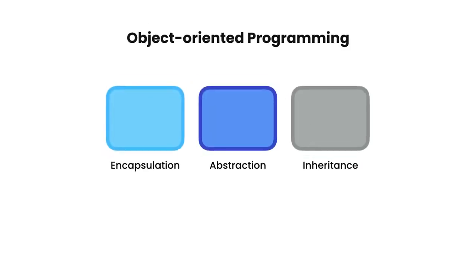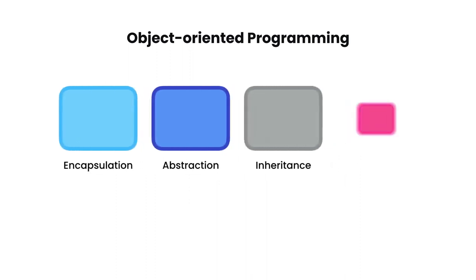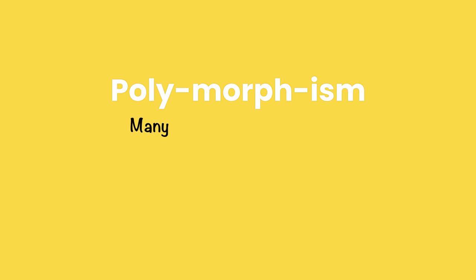You have learned about the three principles of object-oriented programming: encapsulation, abstraction, and inheritance. In this video, we're going to talk about the fourth principle, polymorphism. So poly means many, morph means form. Polymorphism means many forms. This is one of the features of object-oriented programming languages that allows an object to take different forms. This is extremely powerful.